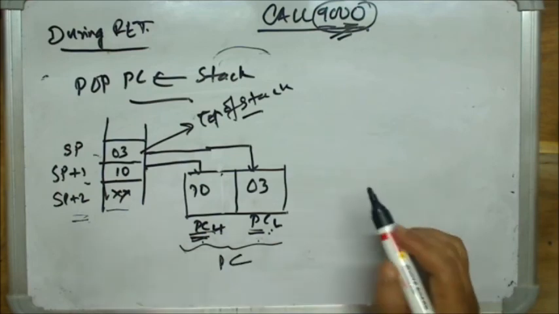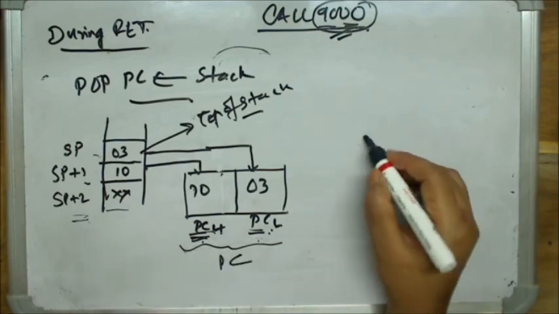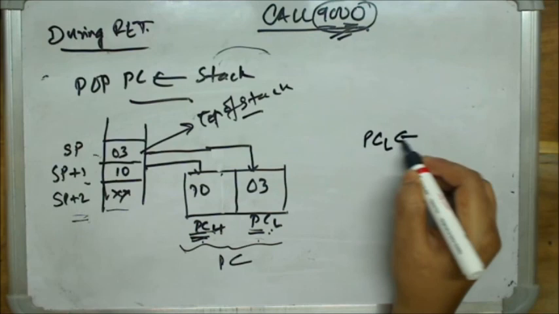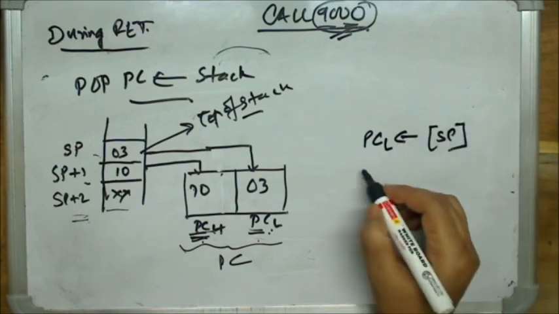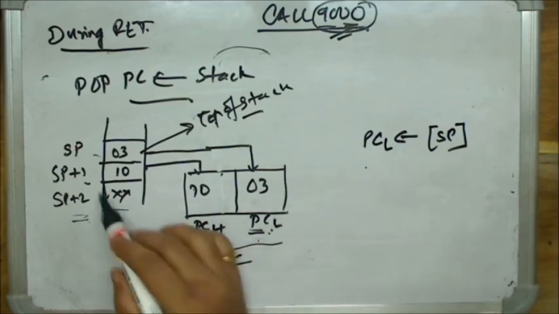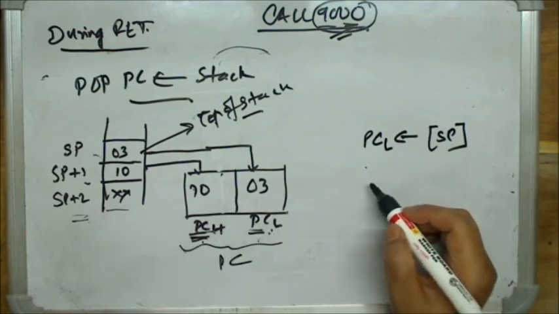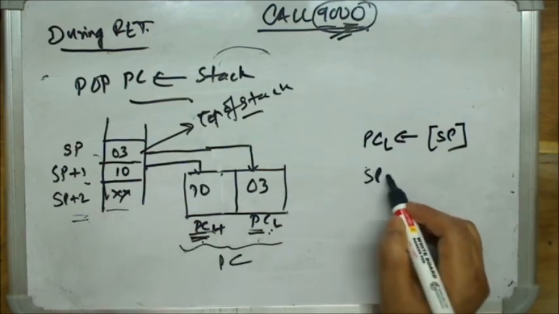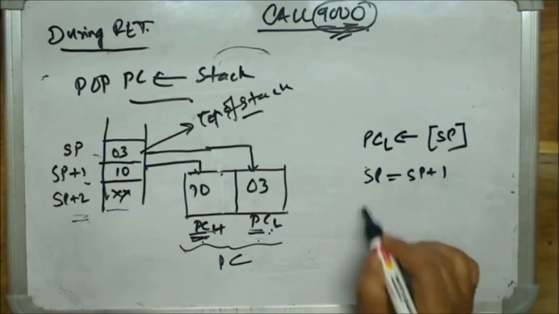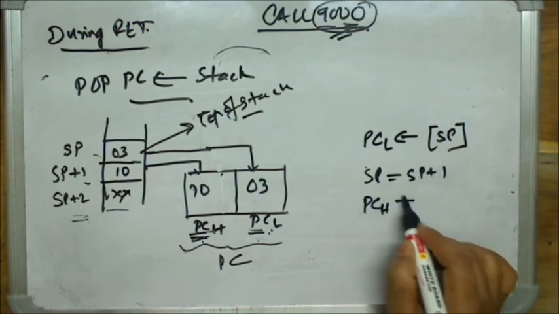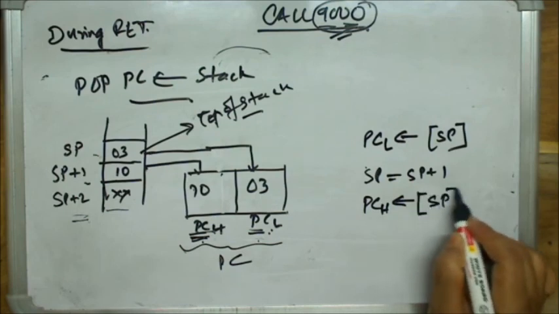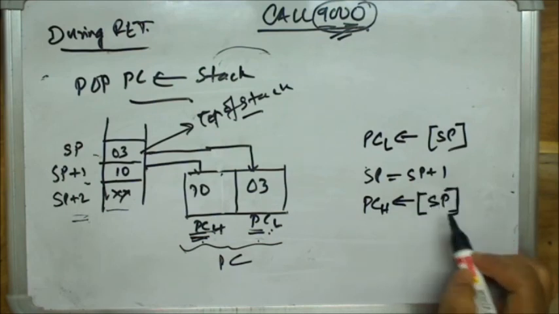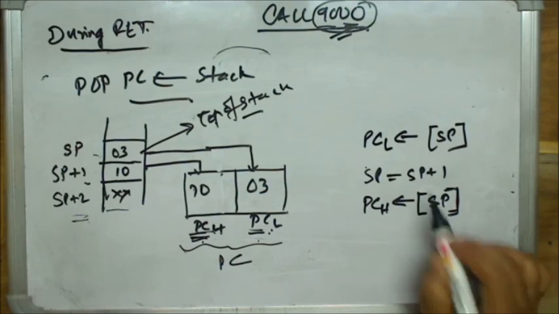So first PCL will get the data pointed by SP. Then SP will be incremented by 1, that is, SP becomes SP plus 1. Then PCH will get the new data, the data pointed by the new value of SP.